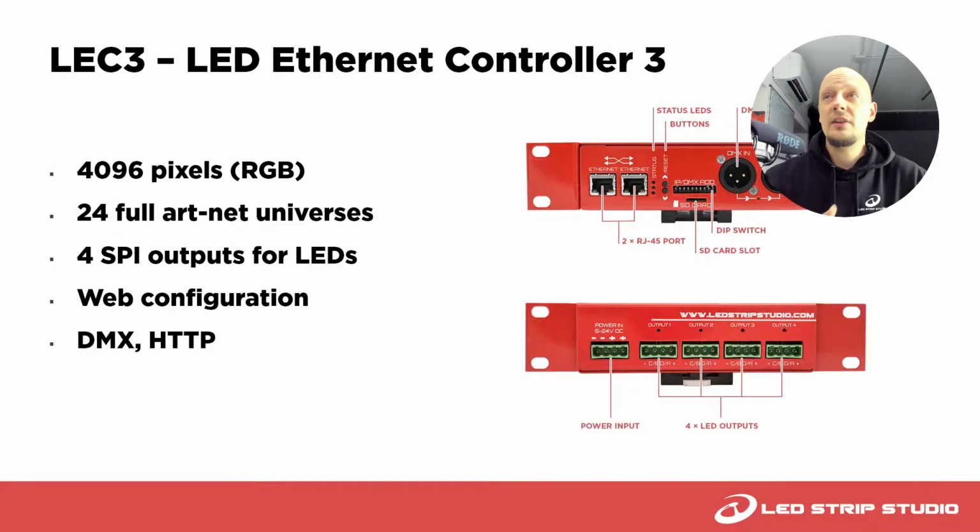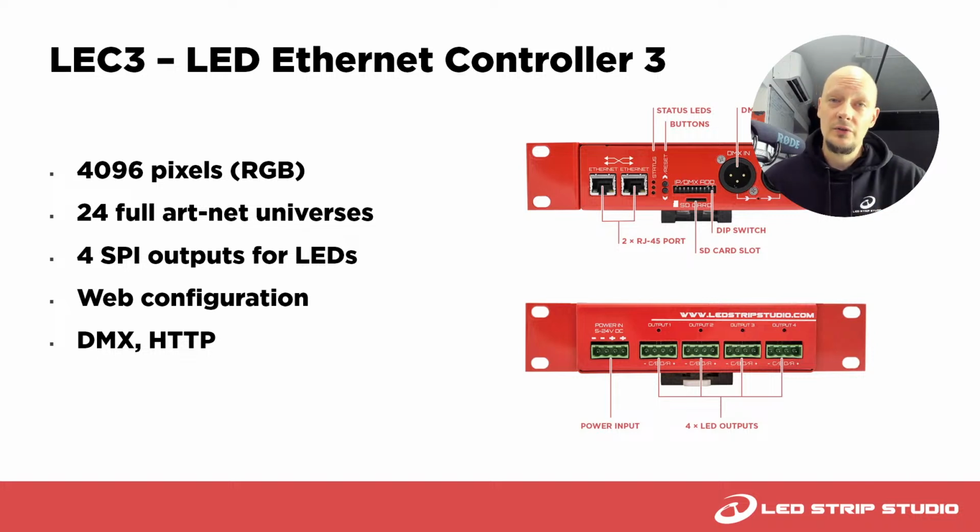Very briefly about the hardware that I am using today. It's called LEC3, that is short for LED Ethernet Controller 3. It is a powerful device which can control up to 4096 RGB pixels. This is very important because if you want to control, for example, RGBW pixels, then the number is decreased significantly.